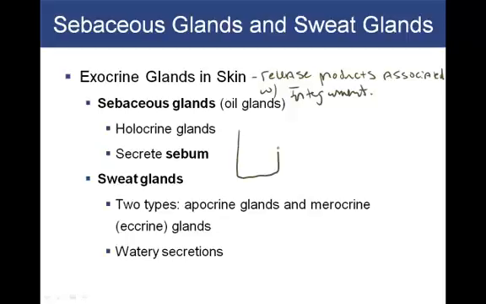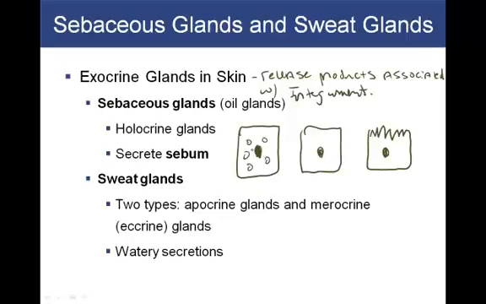So here we have some cells, with a nucleus, and these cells become swollen with vesicles. Vesicles of this oily secretion. And eventually they become so swollen that these cells rupture and the product is actually released. So these are sebaceous glands.